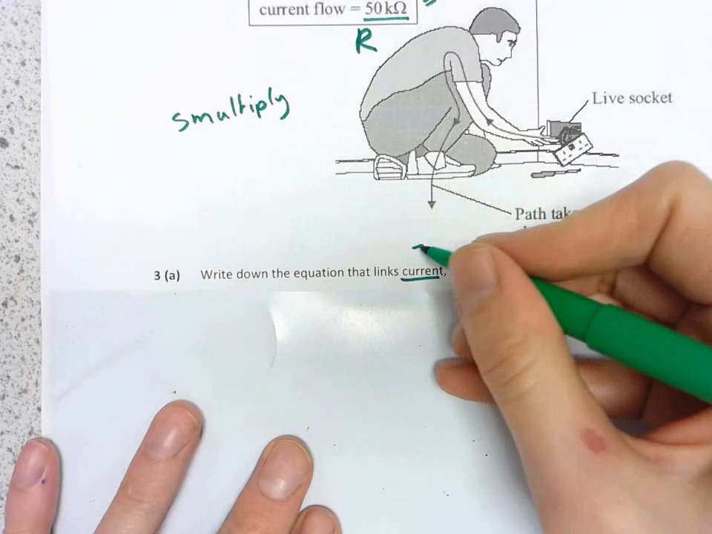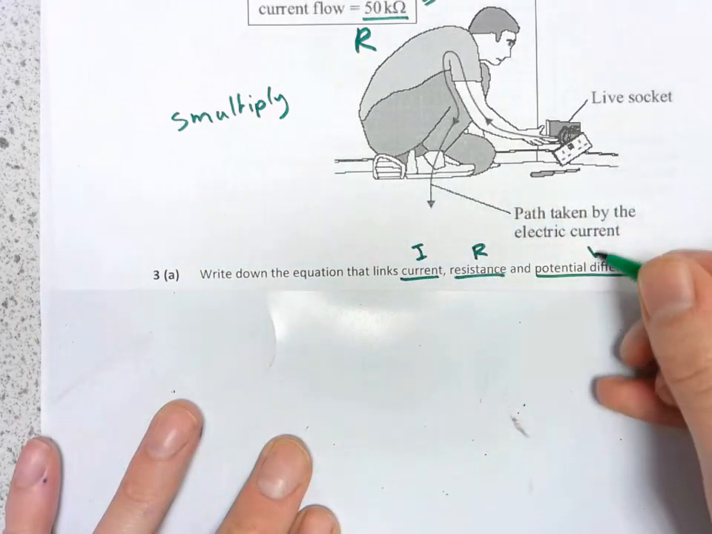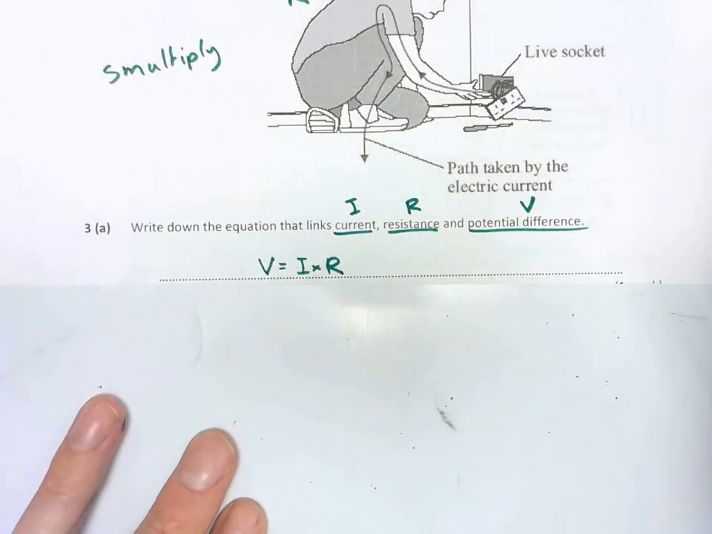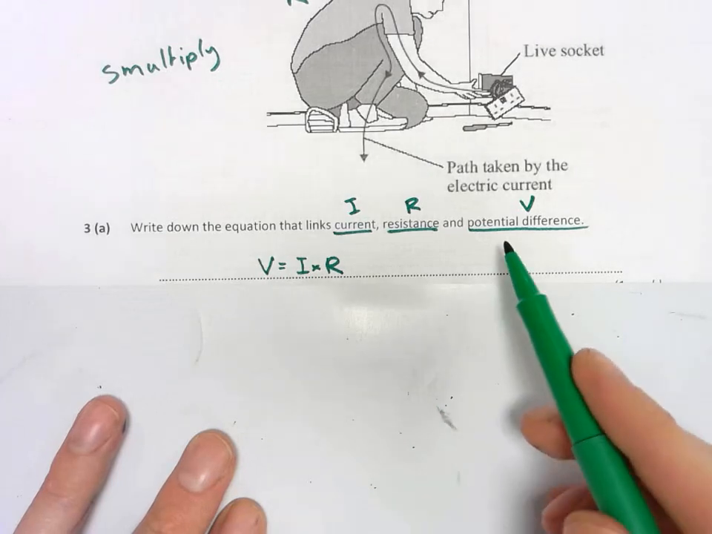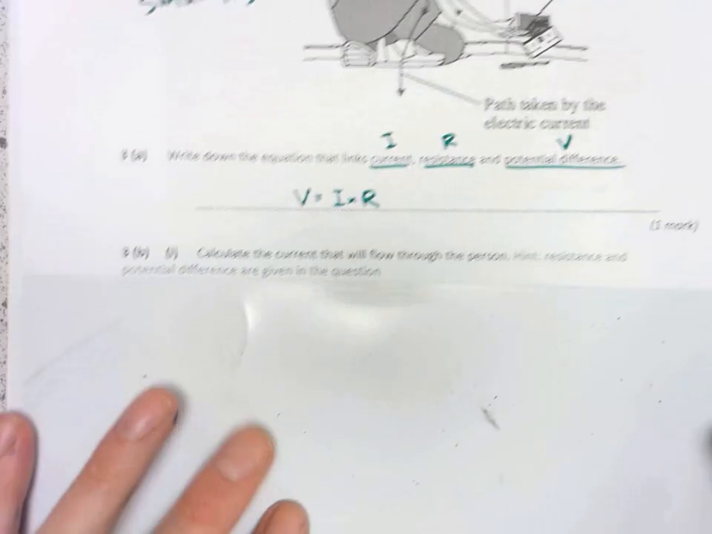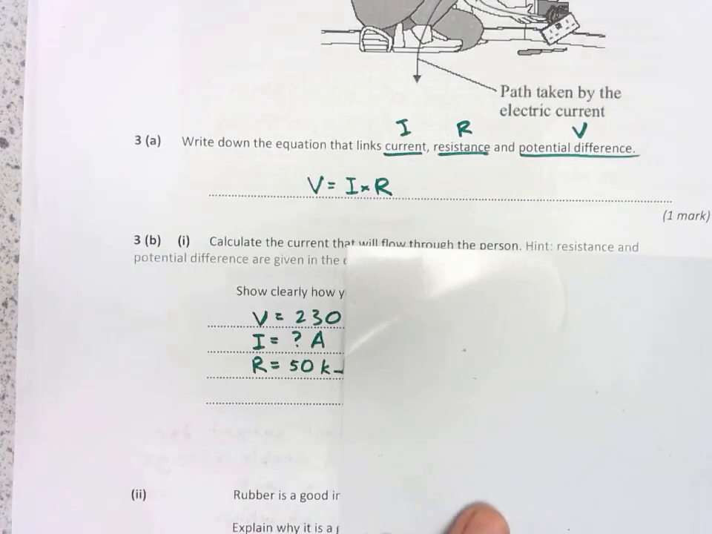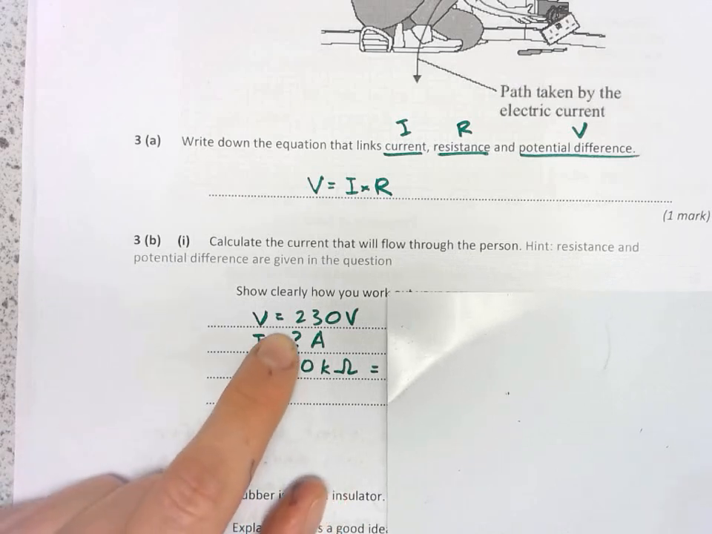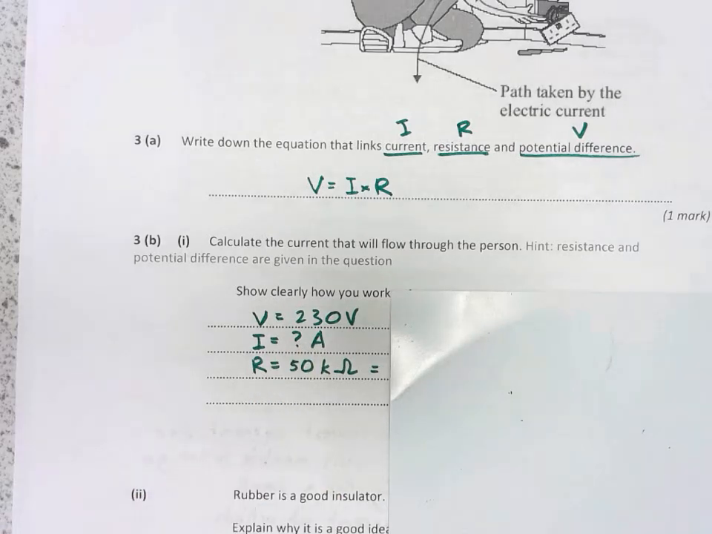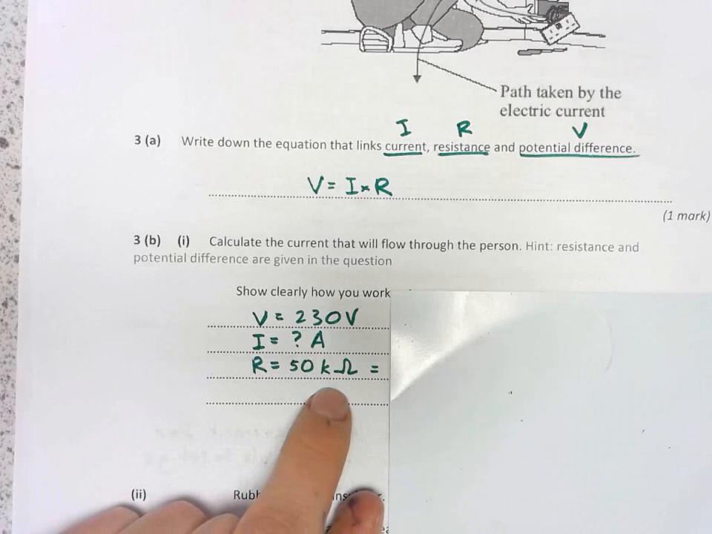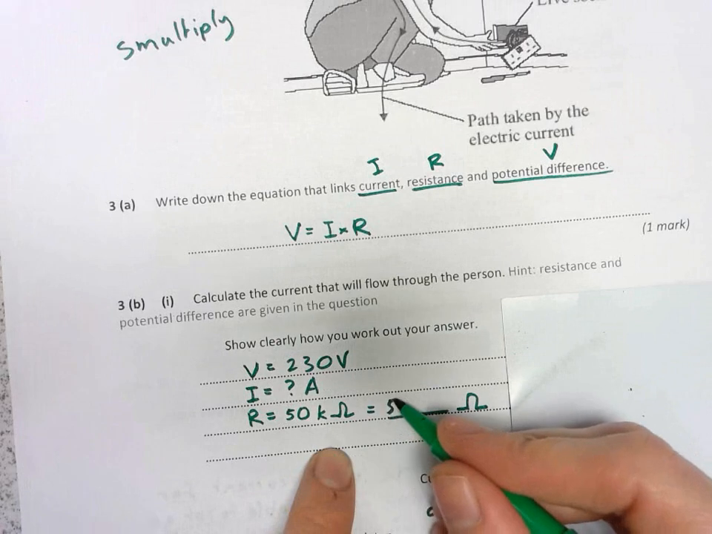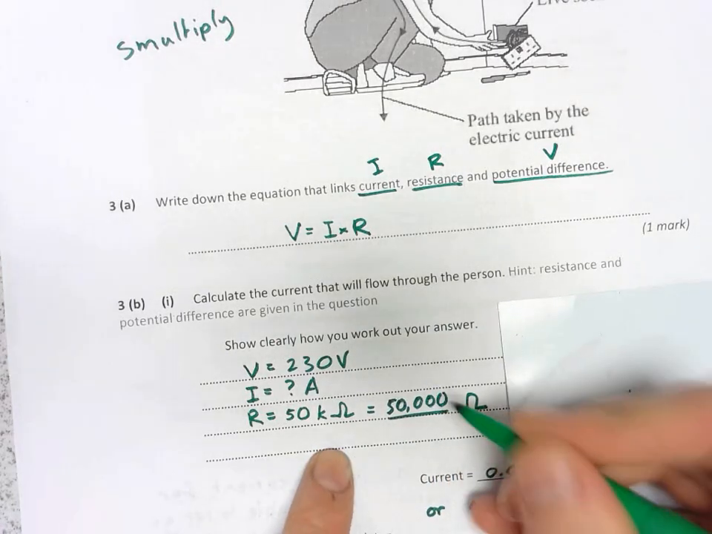Write down the equation that links current I, resistance R, and potential difference V. Hopefully you recognise the I, the R, and the V, and that formula is V equals I times R. You can also write potential difference equals current times resistance. Now we need to do a calculation, calculate the current. So we're going to write down on the left everything that we know. 230 volts. We don't know the current, but we know it's going to be in amps. And the resistance is 50 kilo ohms, which I've just worked out. Multiply by 1,000 to give 50,000 ohms.